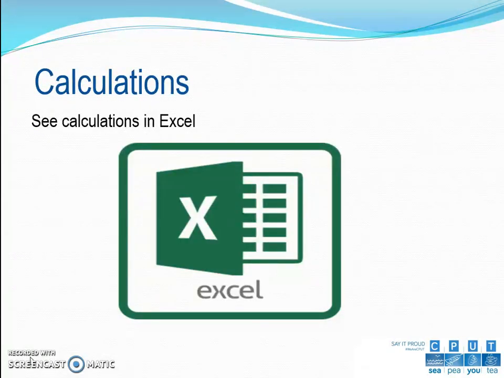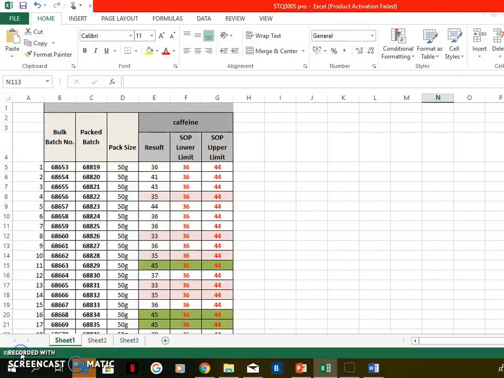Now we will be performing our calculations for the scenario in Excel. What we see here in Excel is the data that was collected by the QTEX technicians. For caffeine, we have our SOP lower limit, our SOP upper limit, and the results that were produced by the manufacturing process.